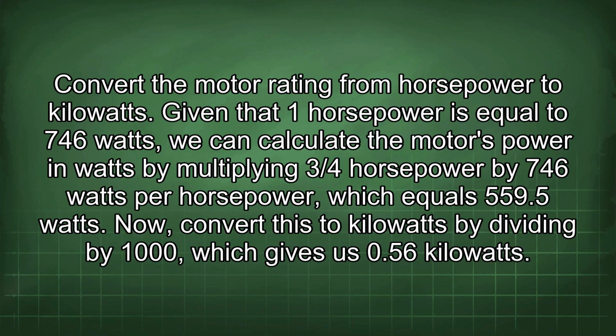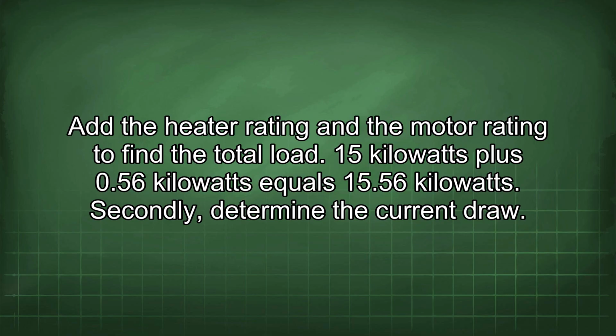Given that 1 horsepower is equal to 746 watts, we can calculate the motor's power in watts by multiplying 3/4 horsepower by 746 watts per horsepower, which equals 559.5 watts. Now convert this to kilowatts by dividing by 1000, which gives us 0.56 kilowatts. Add the heater rating and the motor rating to find the total load. 15 kilowatts plus 0.56 kilowatts equals 15.56 kilowatts.